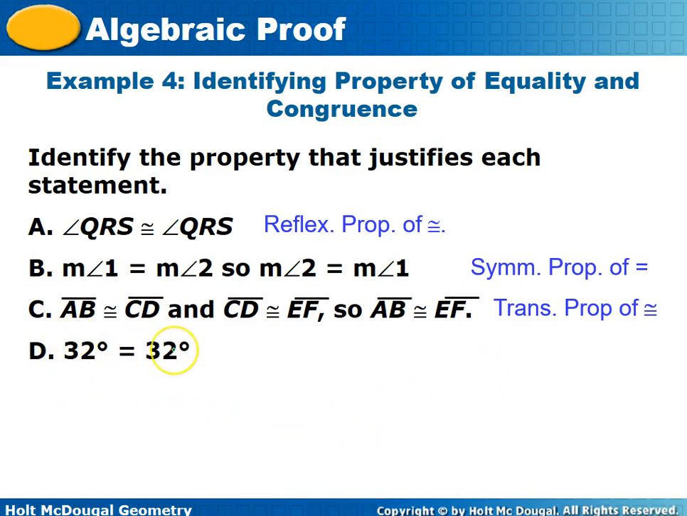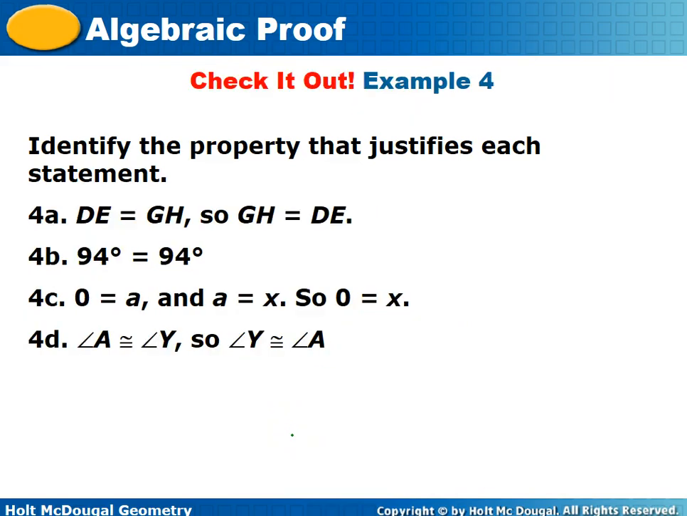32 degrees is equal to 32 degrees. This again is going to be the reflexive property, but this time it's going to be of equality because we have an equal sign there. Okay, go ahead and see if you can do these and then put me on pause, come back and check your answers.